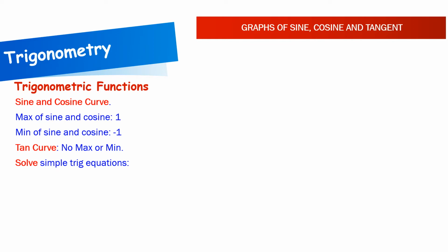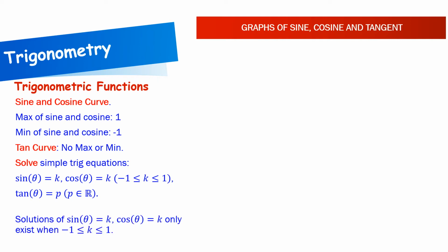We are going to begin by solving simple trigonometric equations of the form sine theta equals k and cos theta equals k for k between -1 and 1, and tan theta equals p for p in the real numbers. Notice that the solutions of sine theta equals k and cos theta equals k only exist when k is greater than or equal to -1 and less than or equal to 1, and also that the solutions of tan theta equals p exist for all p in the real numbers.